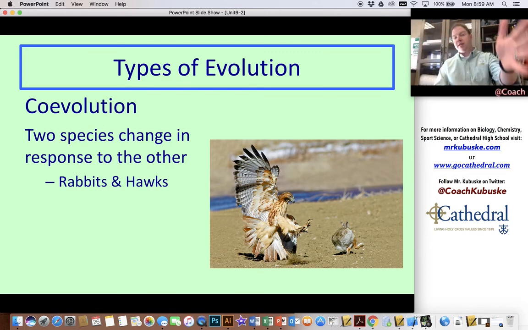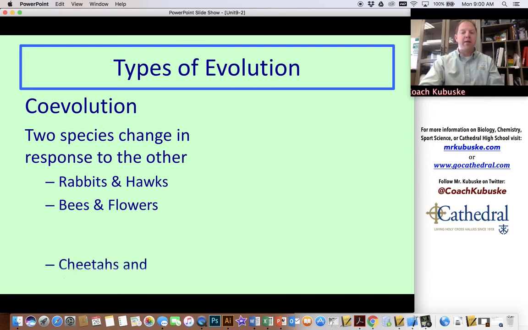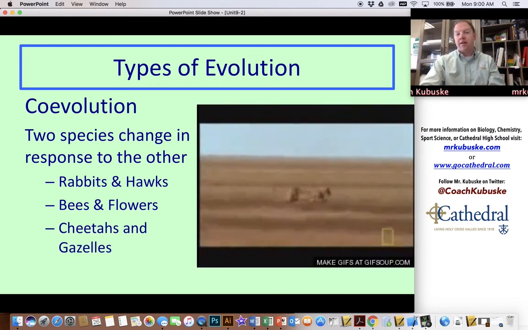Rabbits and hawks. Rabbits get faster, hawks get faster. Rabbits have camouflage, hawks get better eyesight. They are continually responding to one another. Bees and flowers. Flowers produce brighter colors, sweeter nectar, etc., to get these bees to come over and pollinate them. And cheetahs and gazelles, that's another good one.